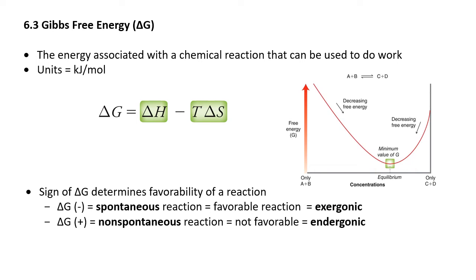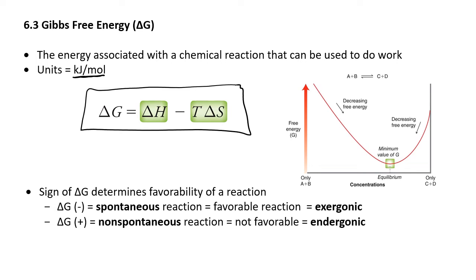Section 6.3 we'll move through quickly again. Gibbs free energy. You will not be required to do any calculations. You just have to have a general understanding of what delta G is. Delta G also has units of kilojoules per mole, and it's the energy associated with the reaction that can be used to do work. So this is the big equation you'll see if you take Chem 4. It's a thermodynamics equation. It's simply a way to repackage entropy.